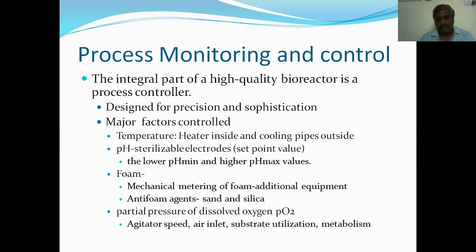The process controller may also have to control the foam. Foam can be controlled by mechanical metering, which is additional equipment fitted with the process controller and bioreactor. Some people also use anti-foam agents such as sand and silica. Another important parameter that the process controller monitors is the partial pressure of dissolved oxygen, known as PO2. The agitation speed, air inlet, substrate utilization, as well as metabolism are greatly affected by the partial pressure of dissolved oxygen. So it has to be properly monitored and regulated through the oxygen probes controlled by the process controller.